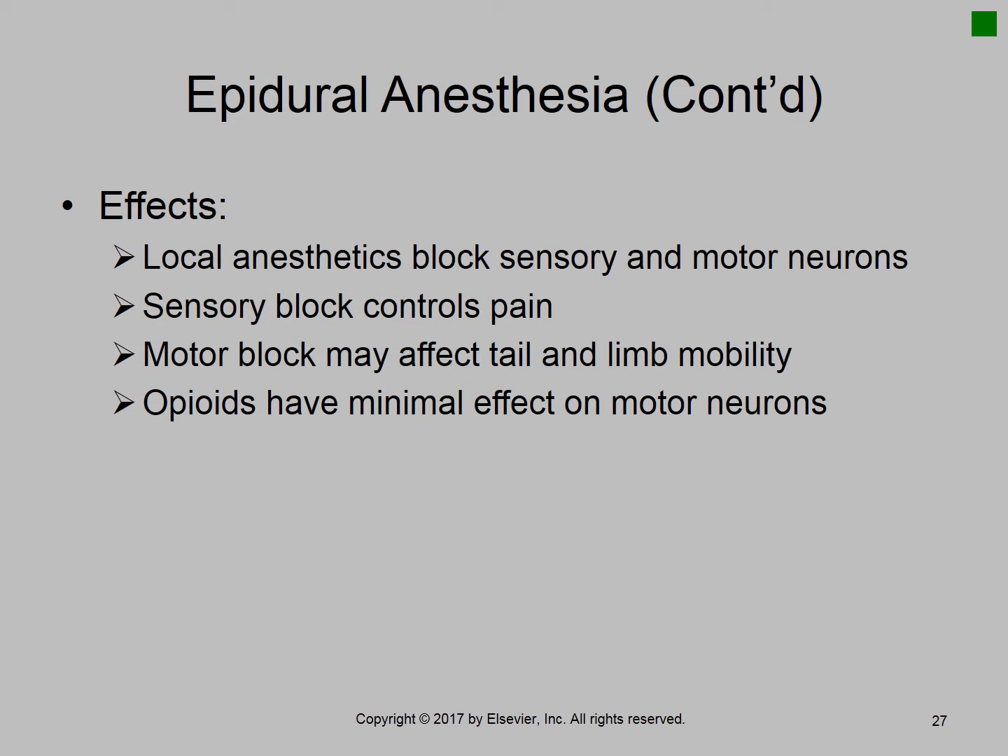The local anesthetic blocks sensory and motor neurons. Sensory block controls pain. They don't feel anything. The motor block may affect the tail and limb mobility. So their tail goes flaccid. In some cases, the rear legs go flaccid. Opioids have very minimal effect on motor neurons. They will produce excellent analgesia, but without blocking the tail motion or rear limb motor neurons.